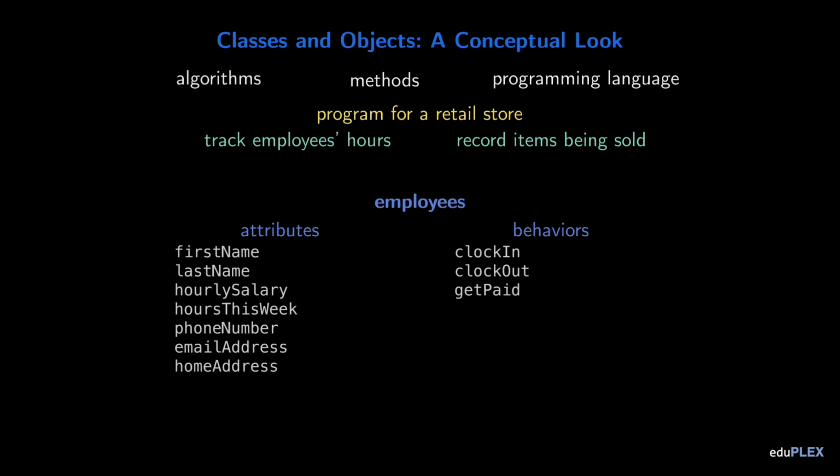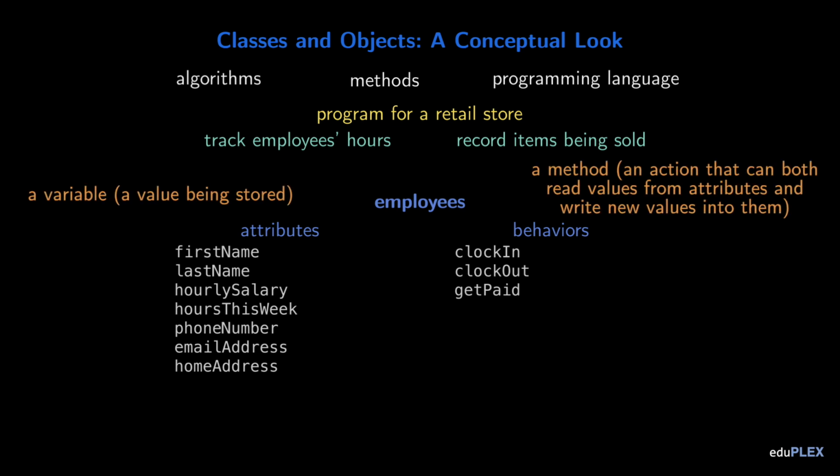Let me just emphasize again the difference between these attributes and behaviors. An attribute is a variable, a value being stored. A behavior is a method. It's an action that's taken that can both read values from attributes and write new values into them, like the clockout method changing the value of the hours this week variable.